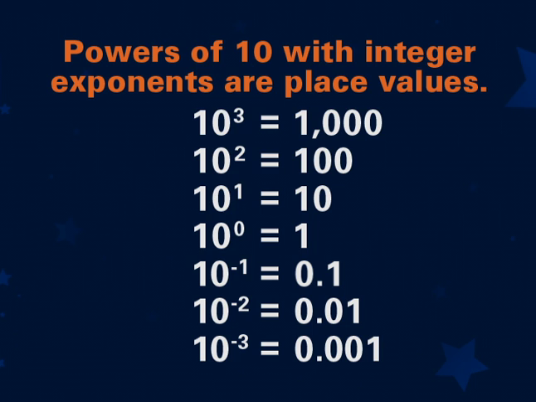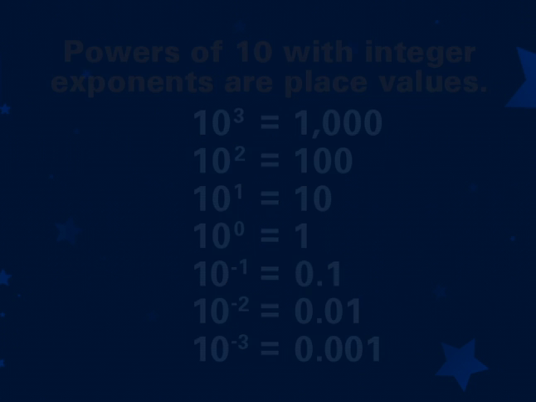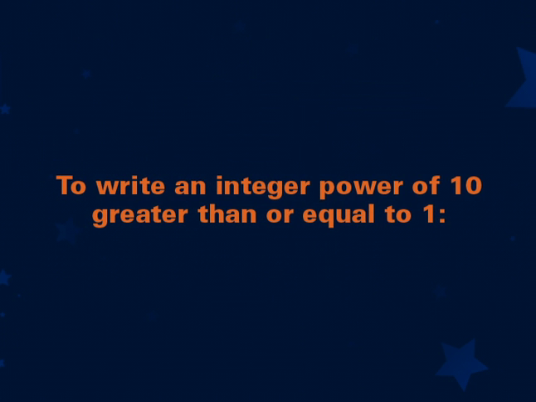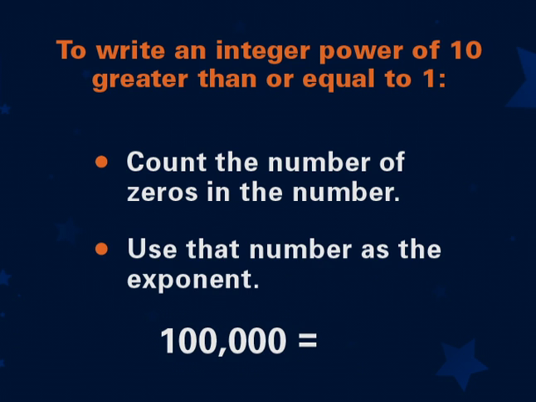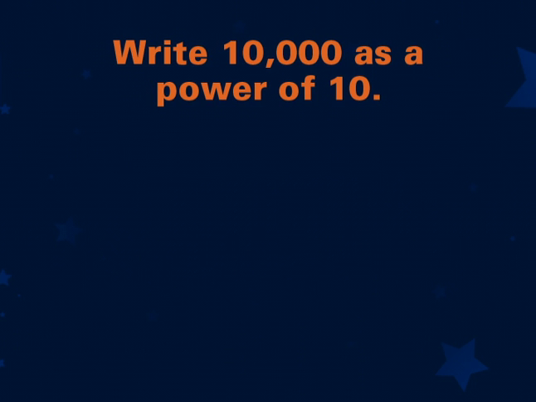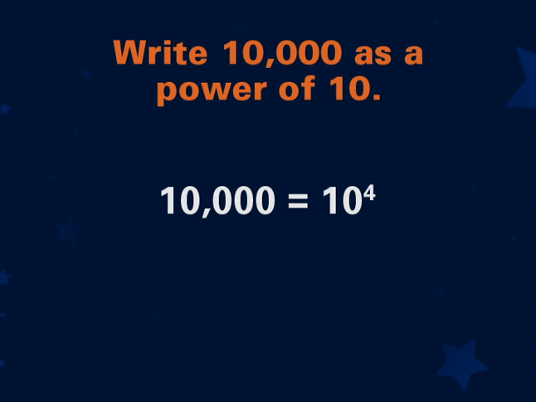All of your observations lead us to a handy rule. To write an integer power of 10 greater than or equal to 1, count the number of zeros in the number. Then use that number as the exponent. Write 10,000 as a power of 10. Well, 10,000 has 4 zeros. That's 10 to the 4th power.